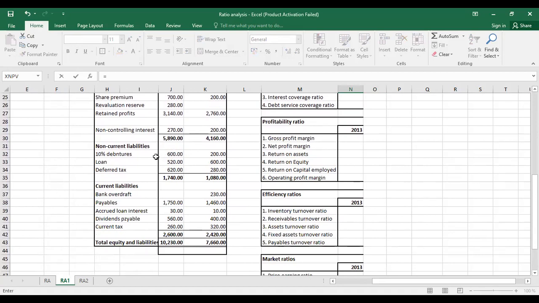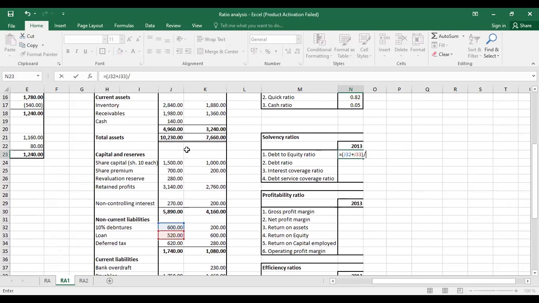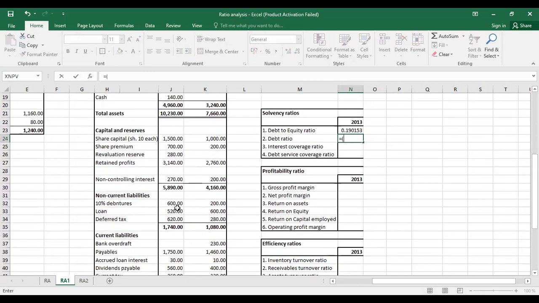So remember, debentures are also like debt, aren't they? So you open a bracket, this plus the loan, you close your bracket, divide by total equity. Total equity will be this one because it was more of a group. Debt ratio: the debt, I'll open the bracket, so it will be the debentures plus the loan, divided by total assets. Simple as that.